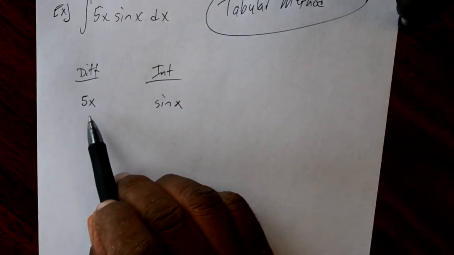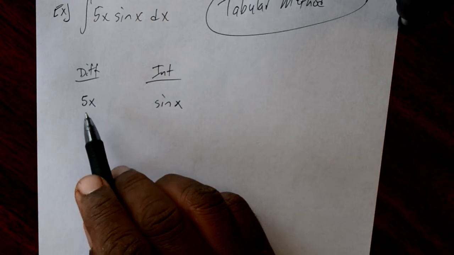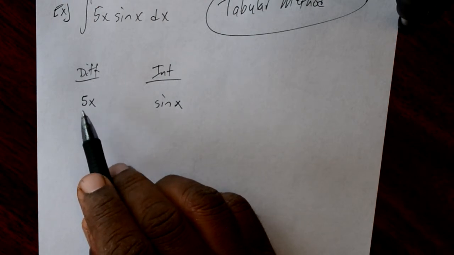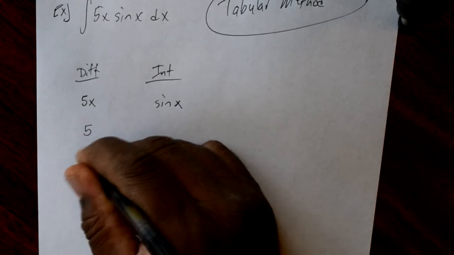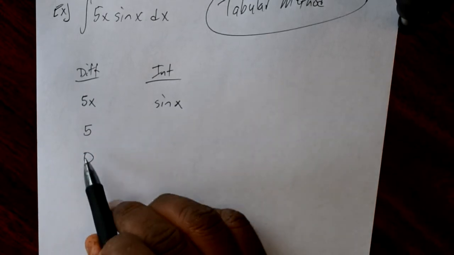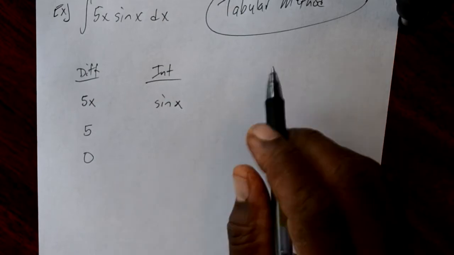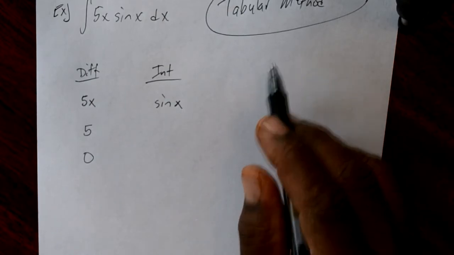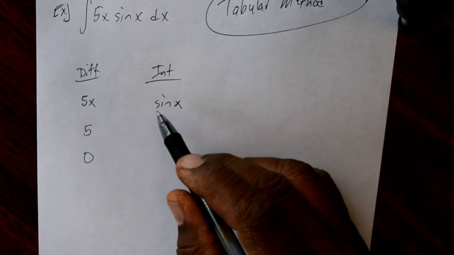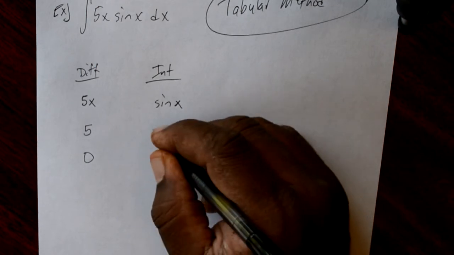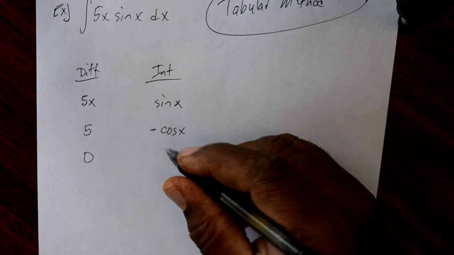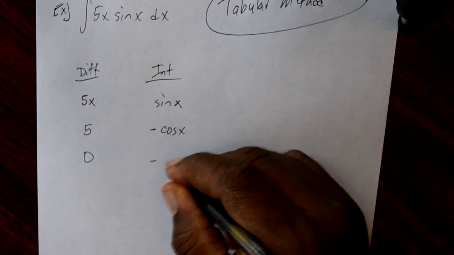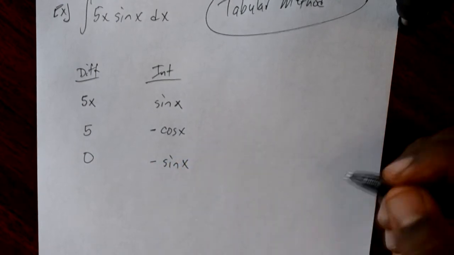So I'll take 5x and I'll differentiate that to 0. The derivative of 5x is 5. The derivative of 5 is 0. You must be able to differentiate to 0 in order to use this method. Next, I'll integrate. The integral of sine x is negative cosine x. The integral of negative cosine x is negative sine x.